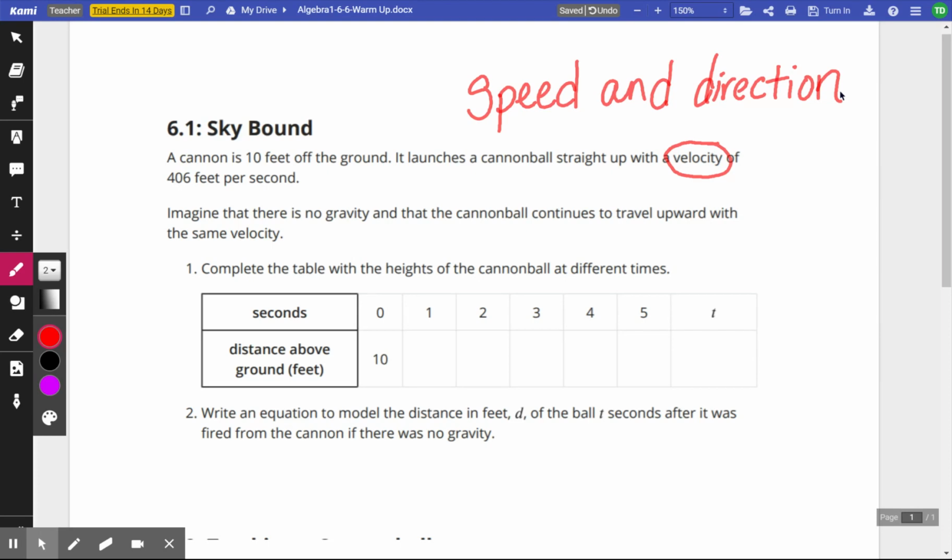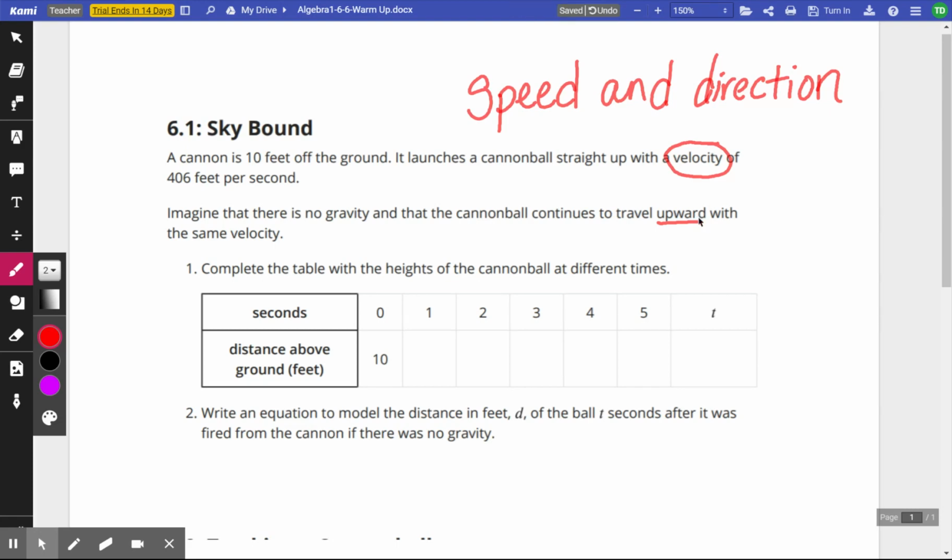So for instance, if you're headed down to Dover, that is a velocity because it has a speed and a direction. So I'm headed 60 miles south on I-95, velocity. Versus if you just don't give a direction, you don't know what direction someone's going, you just know that it's 5 miles per hour, that's speed. All right, so imagine that there's no gravity and that the cannonball continues to travel upward with the same velocity. So upward, okay, that's our key. All right, so complete the table.